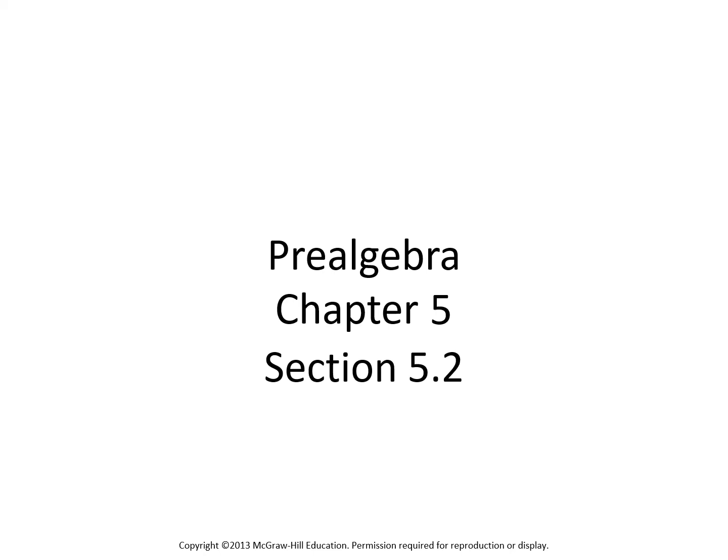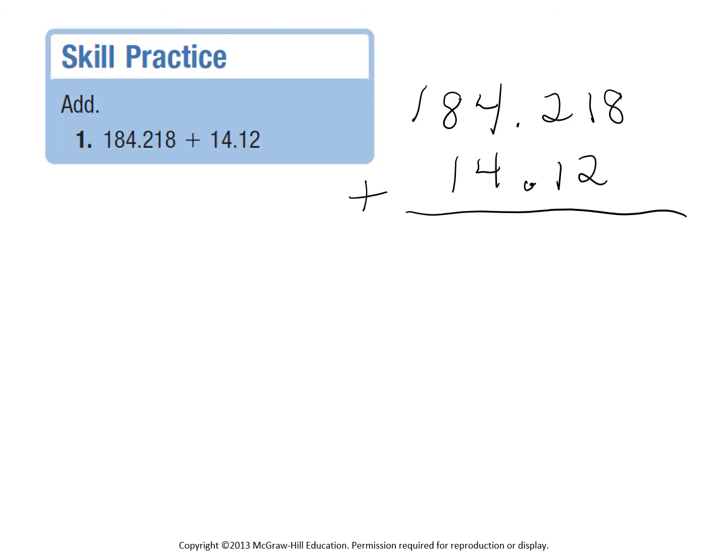So these are the answers to the skill practice problems in section 5.2. So we're going to add 184 and 218 thousandths to 14 and 12 hundredths. So I'm going to line them up vertically, lining up the decimal points. And since my first addend has 3 decimal places, my second has 2, I can add a 0 on the end if I want. And then I'm going to just add them vertically.